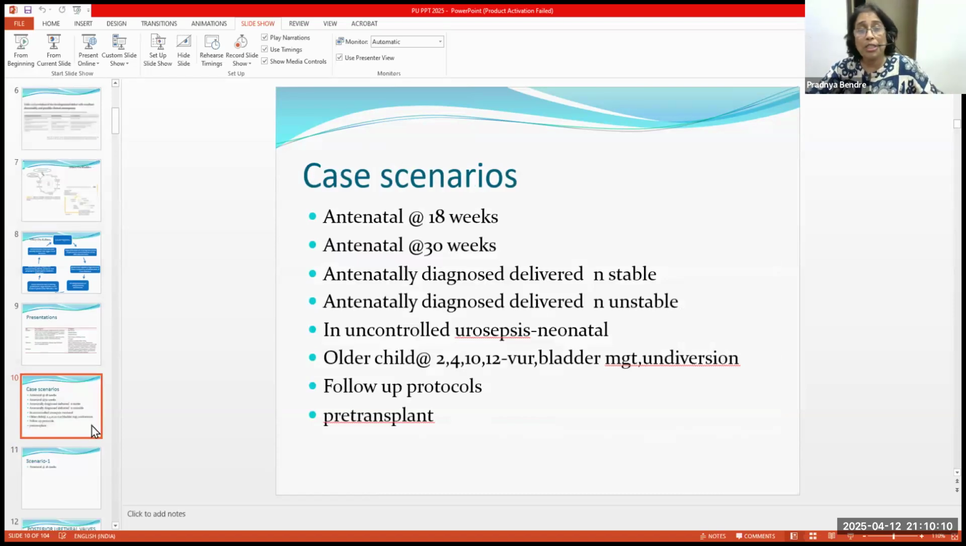Now, to discuss the management of posterior urethral valves, we will be dividing into a few basic categories. One is antenatal diagnosis at 18 to 24 weeks, then last trimester diagnosis where the patient is delivered and is stable. Another scenario is antenatally diagnosed but an unstable child, and then older children.